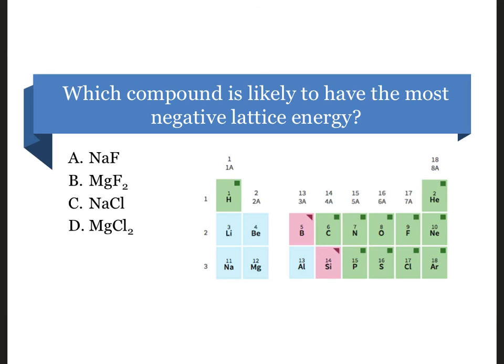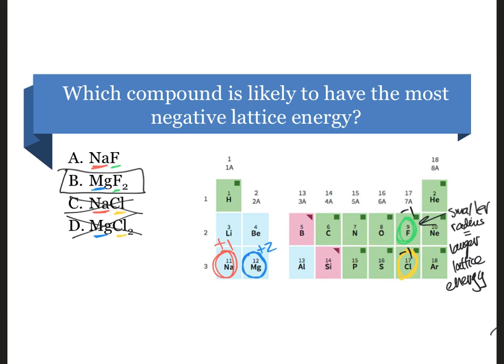Here's one for you to try without my help. Which compound is likely to have the most negative lattice energy? The best answer here is B. If we split these compounds into groups by anion, we see that fluoride is smaller than chloride, so we'll expect the fluorides to have larger lattice energies. Between sodium and magnesium, magnesium has the larger charge and will have the larger lattice energy.